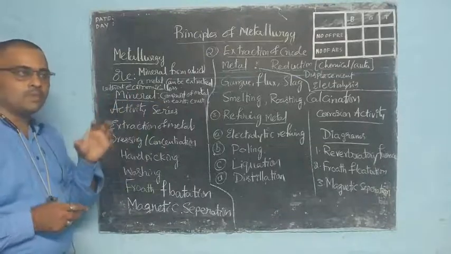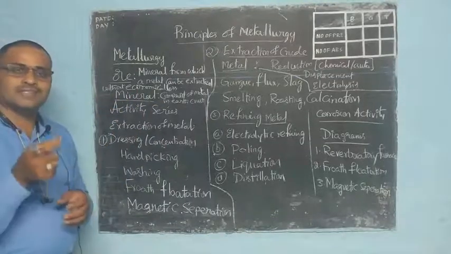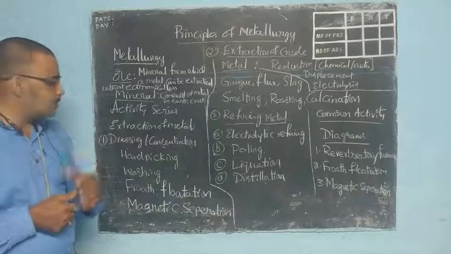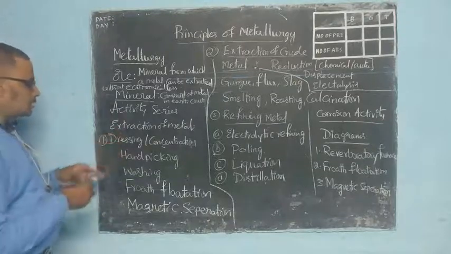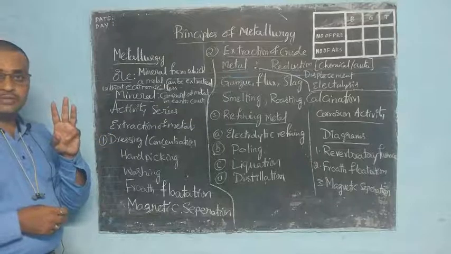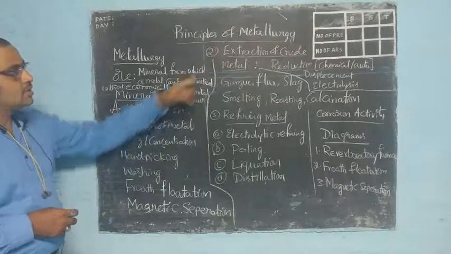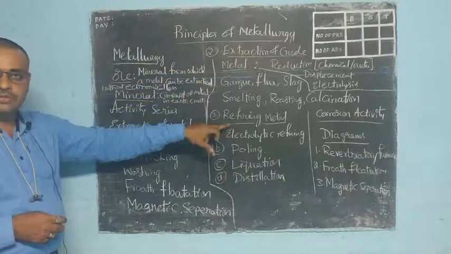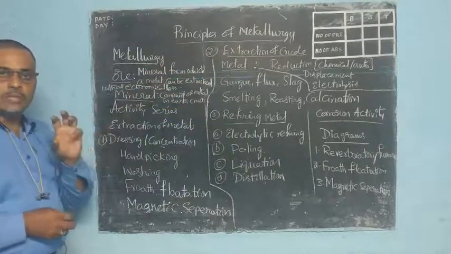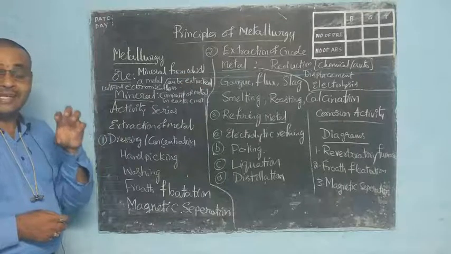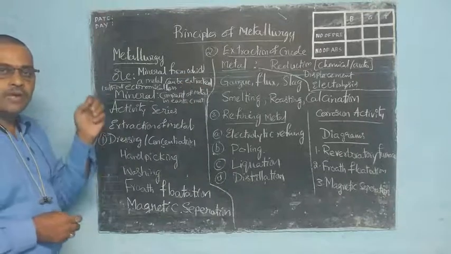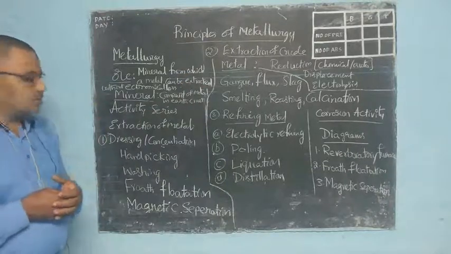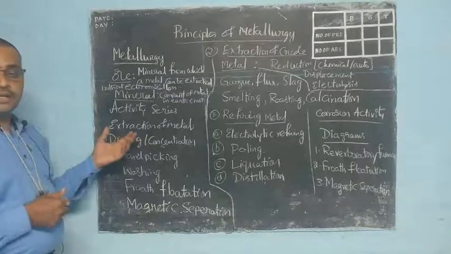And here, how can the metal be extracted and what are the processes involved in it? If you see, the main thing is there are three processes. One is dressing or concentration. The second one is extraction of the crude metal. And the third one is refining of the metal. These are the main processes which will be taken into consideration when we are extracting the metal. So the first one is dressing or concentration.